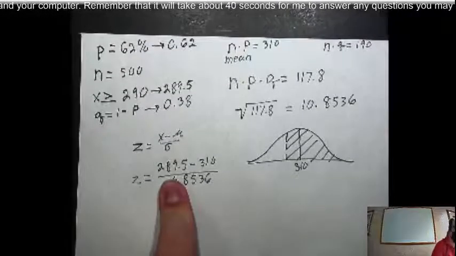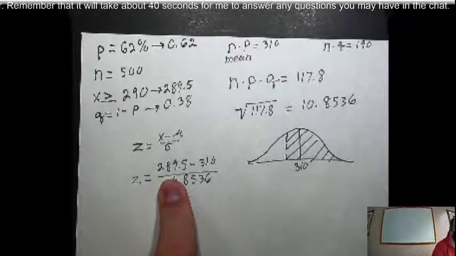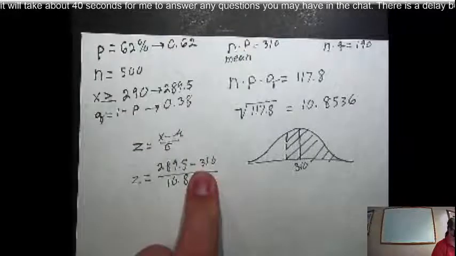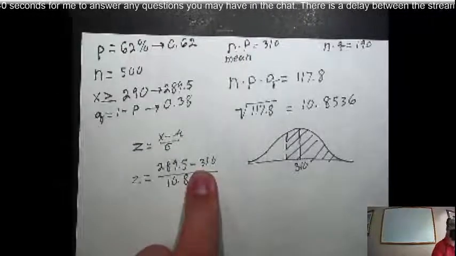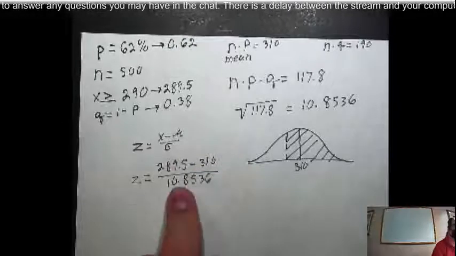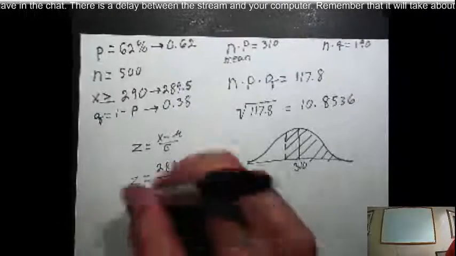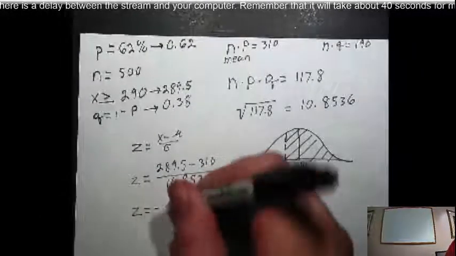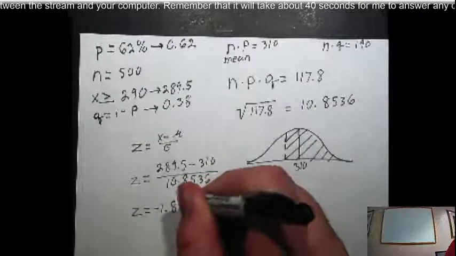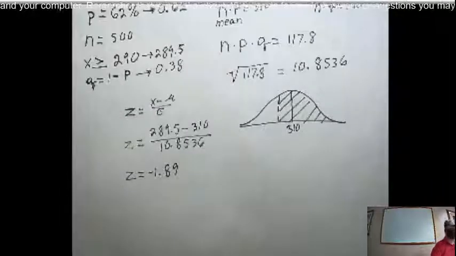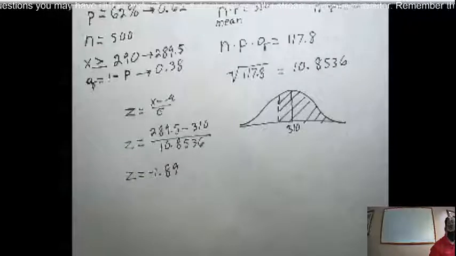So the top part, 289.5 minus 310 is going to give us a negative value, so this is going to be a negative z-score: negative 20.5, divided by 10.8536, and we get a z-score of negative 1.89. So let's look at our negative z table. Negative 1.8, then all the way over to 9 is 0.02938.